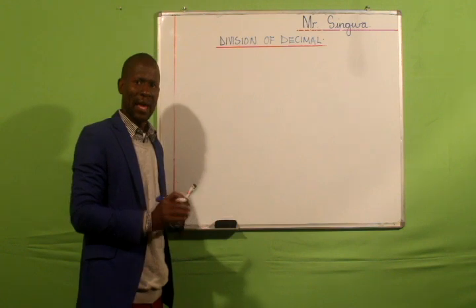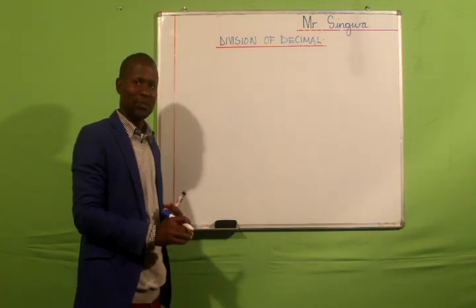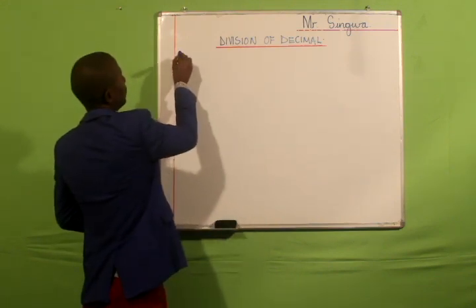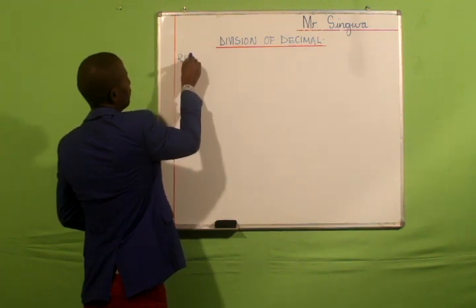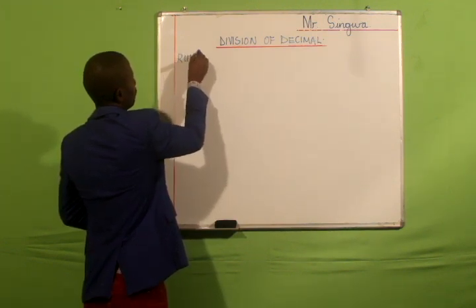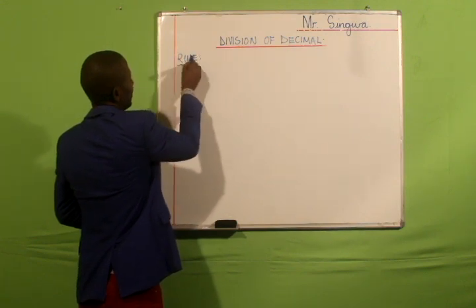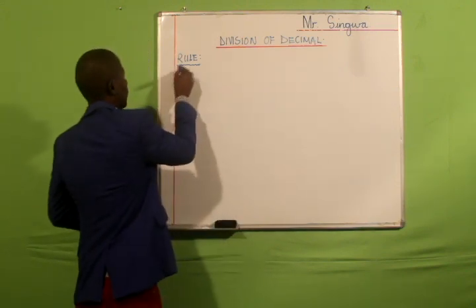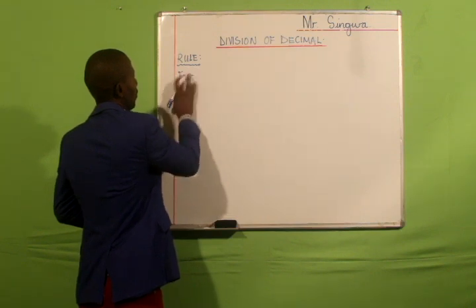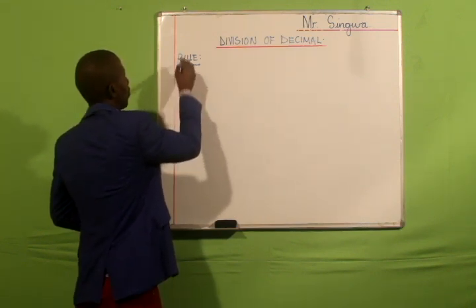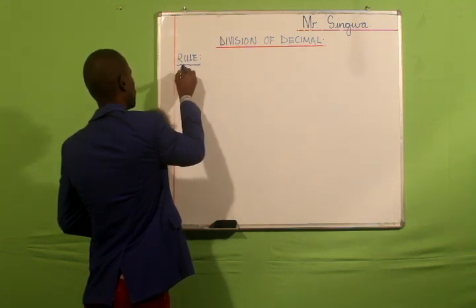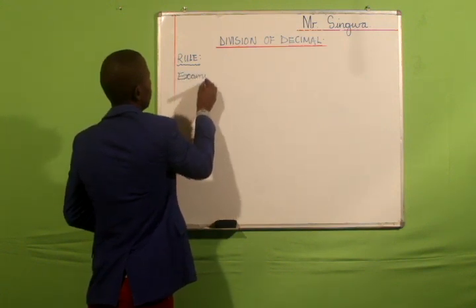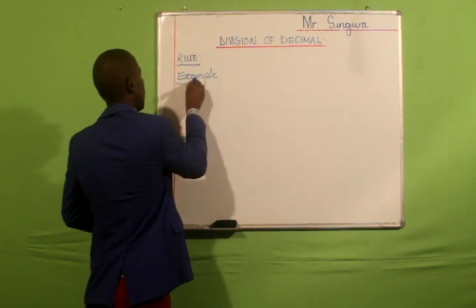Division is different from addition, it's different from subtraction, as well as multiplication. So what is the rule? First I'll put a rule here, and I'll write it later, because I want us to understand this part. So, example.